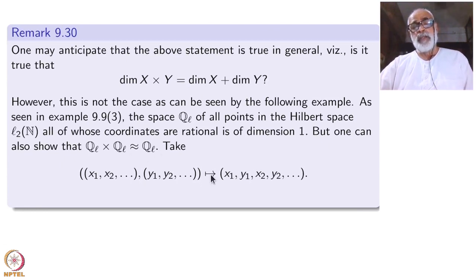In fact, you can use this trick: QL cross QL cross QL, any finite number of times, is again isomorphic to QL, you can show. So this is dimension 1, this is dimension 1, but this is also dimension 1. So dimension hasn't added up here.